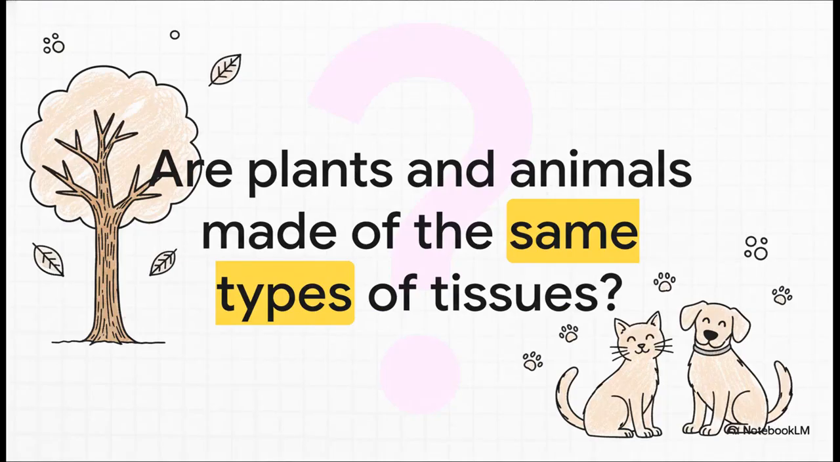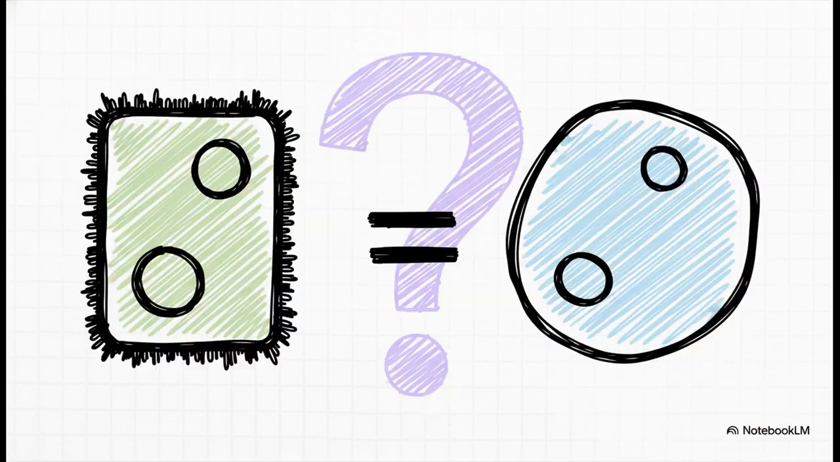So, let's start with this simple question. Just think for a moment. Are plants and animals made of the same types of tissues? Imagine a rose plant in your garden, and then think of a cat. Do you think their bodies are built from the same kind of tissues? Well, if you guessed no, you are absolutely right. Their tissues are very different.